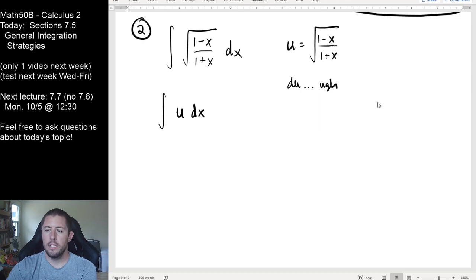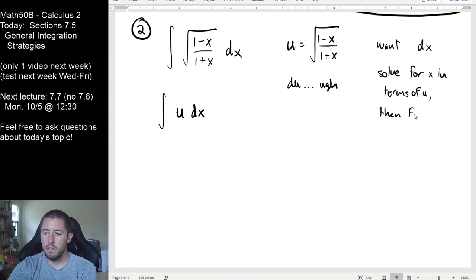What I really want is a dx expression. So what I'm going to do is solve for x in terms of u, then find dx. What I'm not going to do is just take my derivative of u right now. I think it's going to be too gross for me. Can't do it. So I am going to take this u expression here and solve it for x.